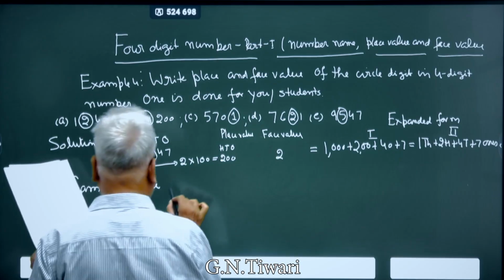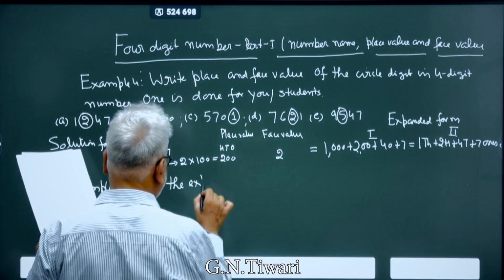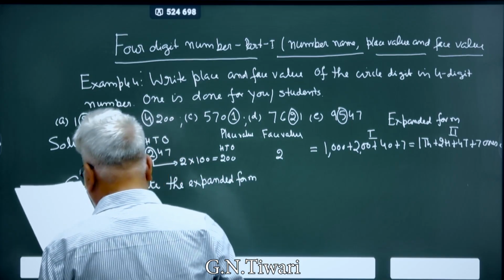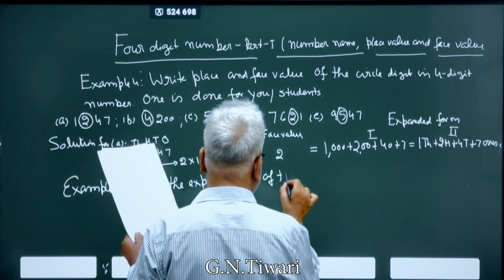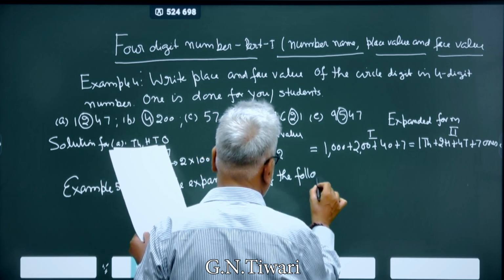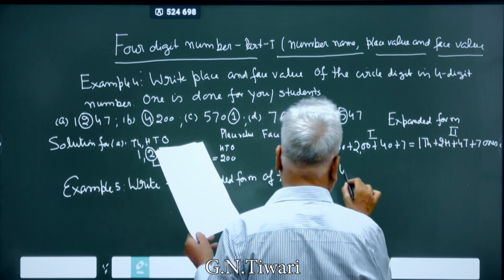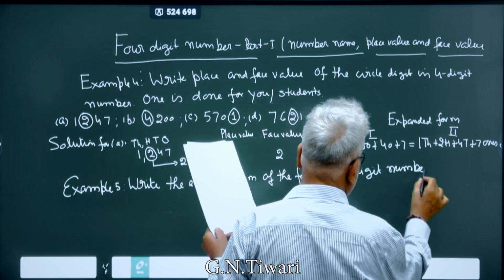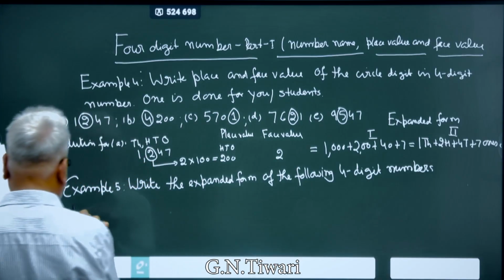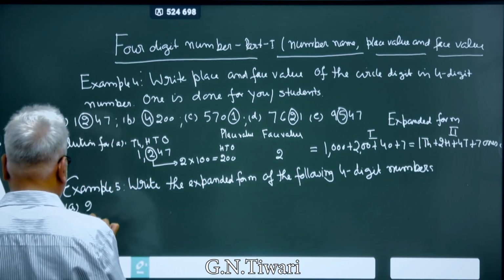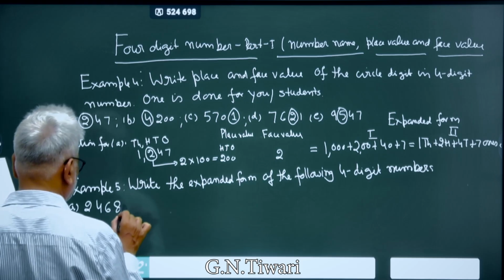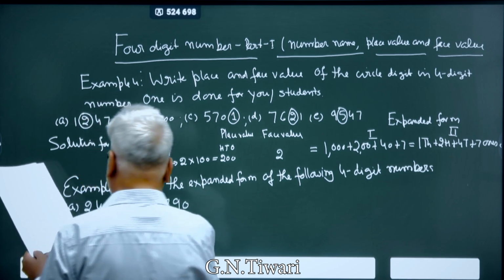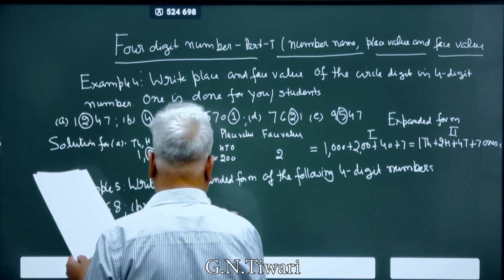अब देखिए, expanded form. Write the expanded form of the following 4-digit numbers. बस अब देखिए A 2 4 6 8, B 5 7 9 0. This is all in short form.